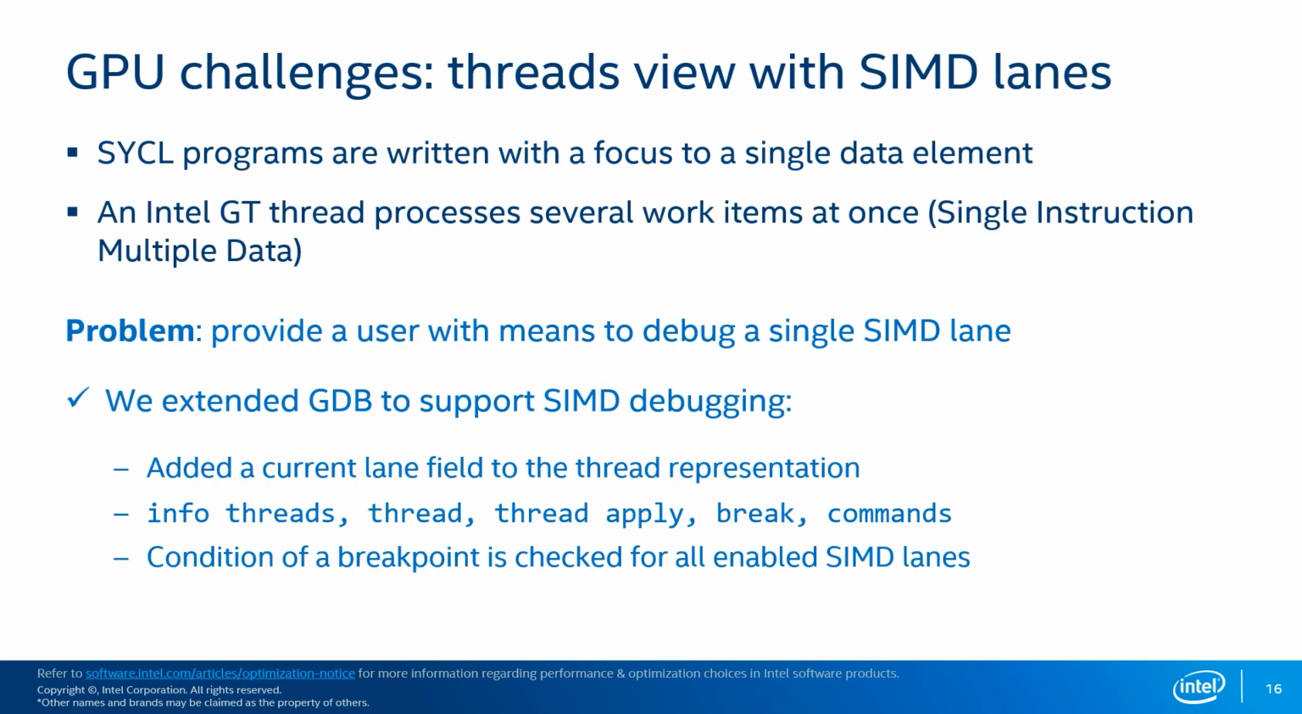Let's move on to the GPU challenges now. When debugging a SYCL program on GPU, we faced the following issue. SYCL kernels are typically written with a focus on a single data element. However, an Intel GPU thread typically processes several work items at once, as most of the Intel GPU instructions are SIMD. We wanted to extend the GDB model with the SIMD concept, so the user has convenient means to debug as a single work item with the standard GDB means.